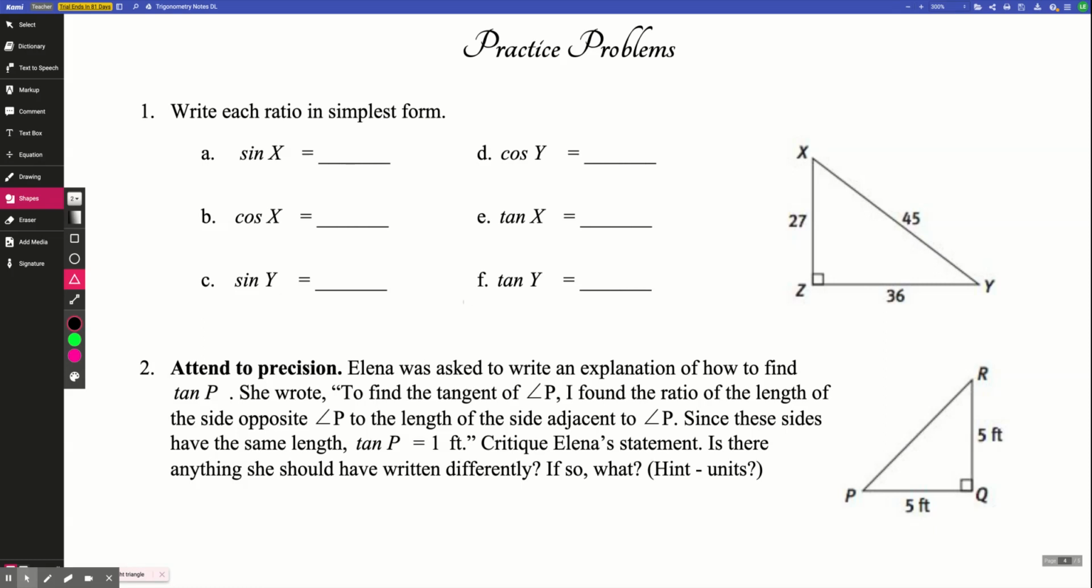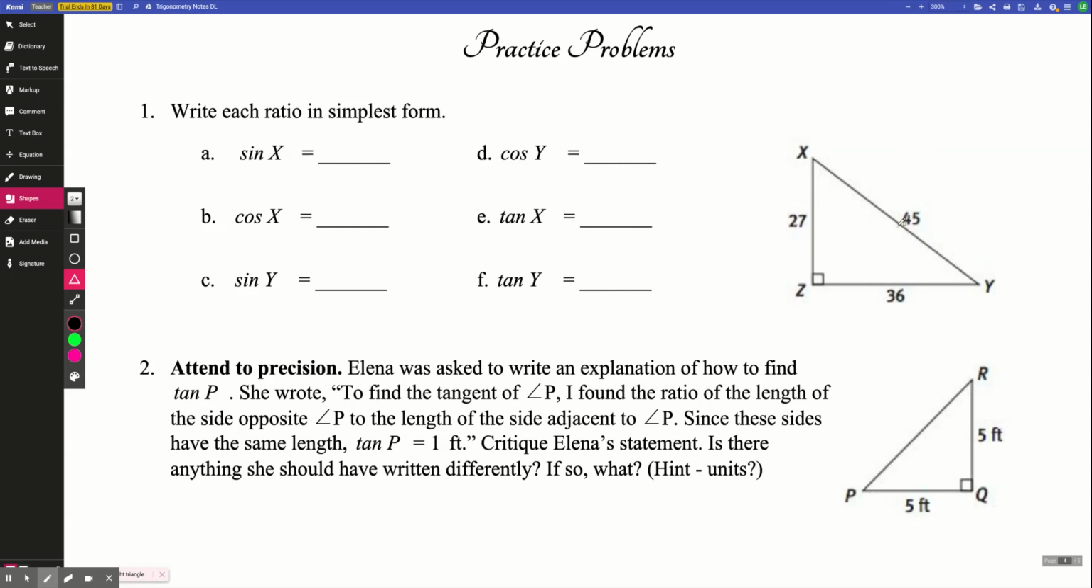Okay, so for this first one, we're simply writing ratios. You don't have to really solve anything here. We're simply picking an angle and then using that angle, its opposite and adjacent sides, and the hypotenuse of this right triangle in order to write the fractions that go with each trig ratio. And it does say to write each ratio in simplest form, so we're going to end up reducing the fractions.